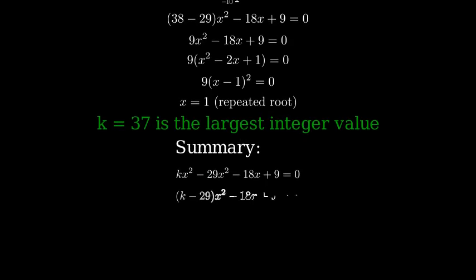To summarize, we found that for the equation kx squared minus 29x squared minus 18x plus 9 equals 0 to have two distinct real roots, the discriminant must be positive, which led to the condition k is less than 38. Therefore, the largest integer value of k that satisfies this condition is 37.